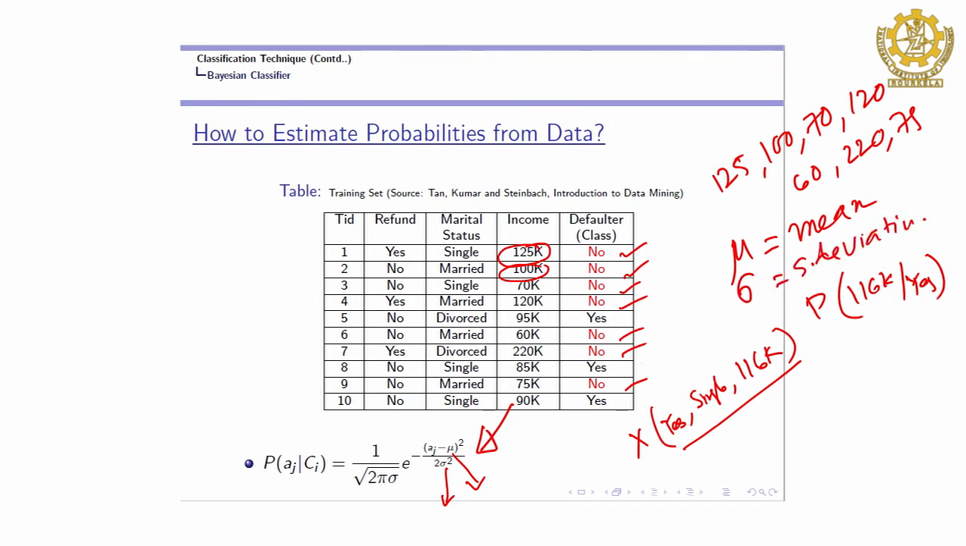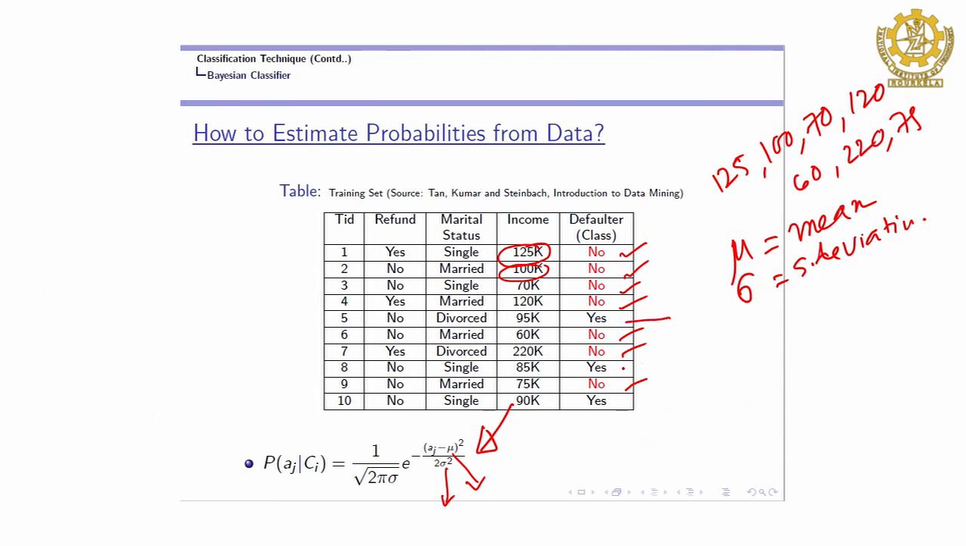Similarly, you have to compute for the other class as well, because you have to check all possibilities. So you compute for Yes: here is 95, then 85 and 90. Here you compute the mean and here you compute the standard deviation. Once you have computed these values, you put them here.